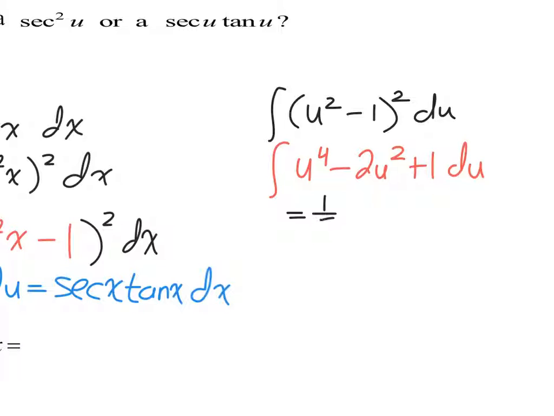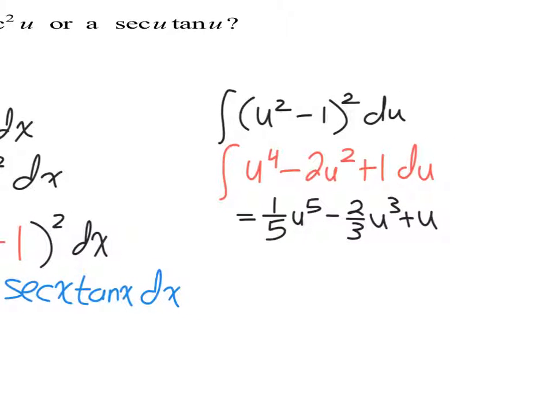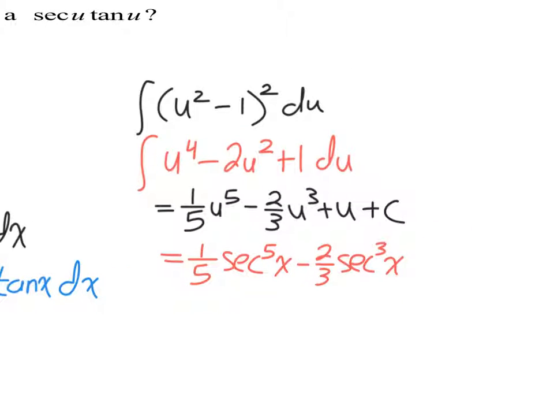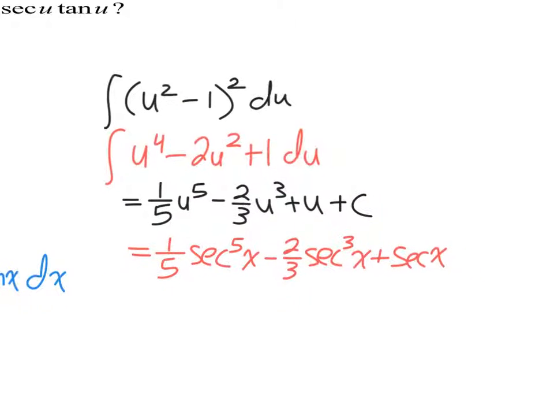Anti-differentiate, 1/5 u to the 5th minus 2/3 u to the 3rd plus u plus c. And then reverse substitute. So bring back your secant, and you end up with 1/5 secant to the 5th of x minus 2/3 secant to the 3rd of x plus secant of x plus the c.